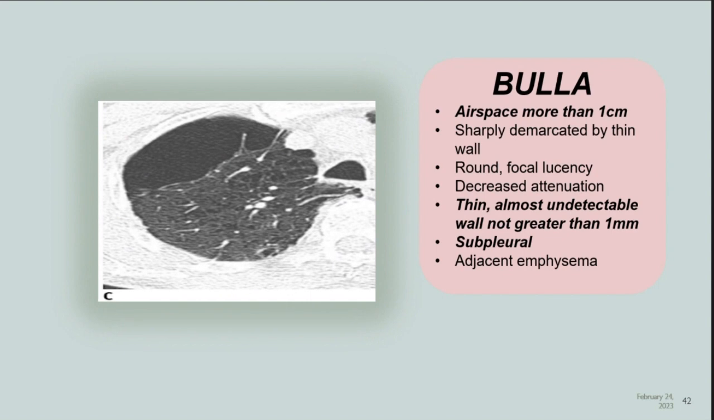A bulla is an airspace measuring more than 1 cm that is sharply demarcated by a thin wall. It appears as a rounded focal lucency or decreased attenuation more than 1 cm in size, and is bounded by a thin, usually almost undetectable wall that is not greater than 1 mm. Bullae are usually located in the subpleural lung rather than within the lung parenchyma. Bullae can be distinguished from cysts by their almost imperceptible thin wall, subpleural location, and accompanying adjacent emphysema.